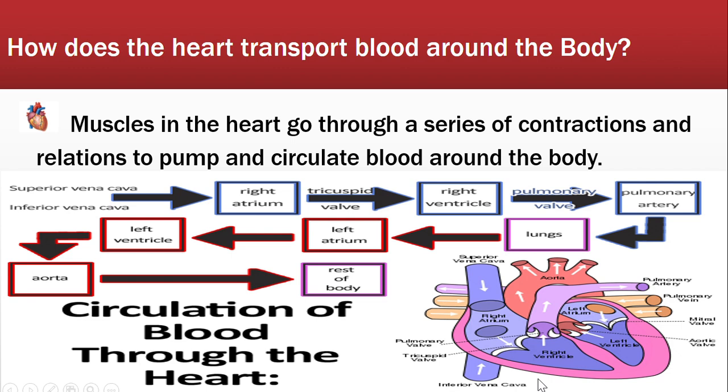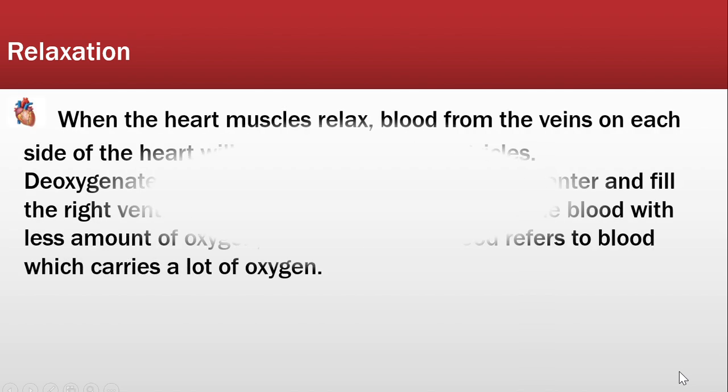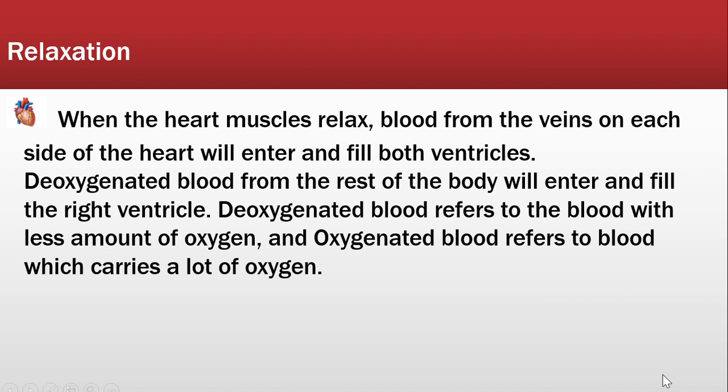Circulation of blood through the heart happens from a lot of contractions and relaxations. We will discover more things about the relaxations and contractions. Relaxations. When the heart muscles relax, blood from the veins on each side of the heart will enter and fill both ventricles. Deoxygenated blood from the rest of the body will enter and fill the right ventricle. Deoxygenated blood refers to blood with a lesser amount of oxygen, and oxygenated blood refers to blood which carries a lot of oxygen.